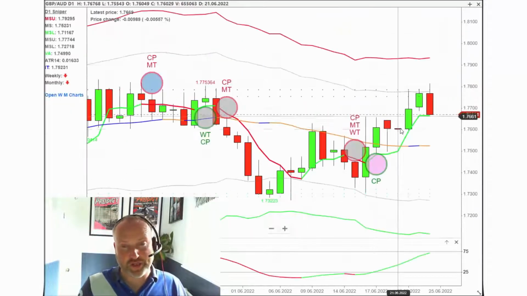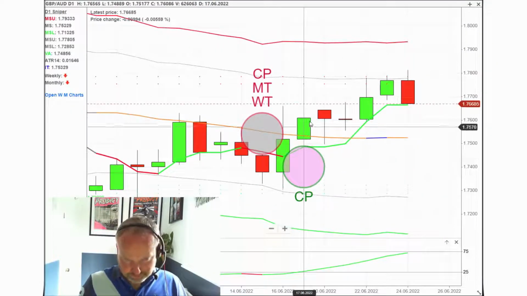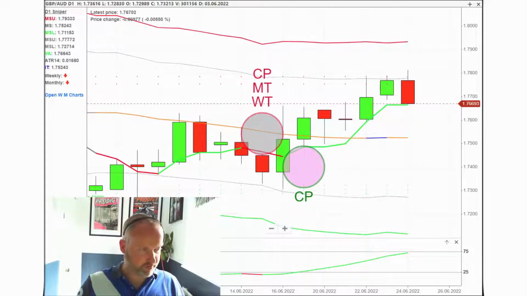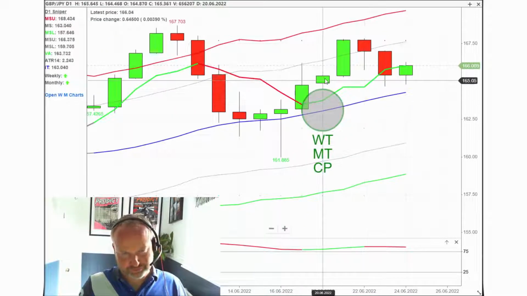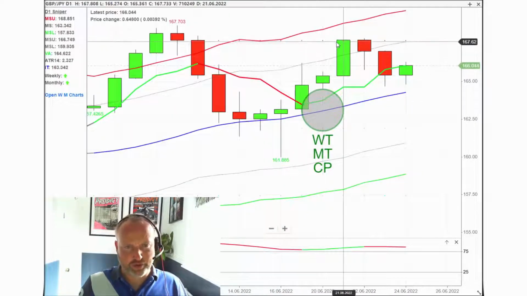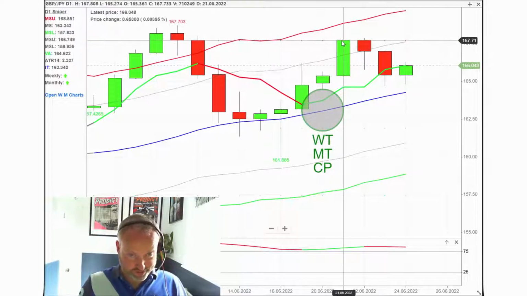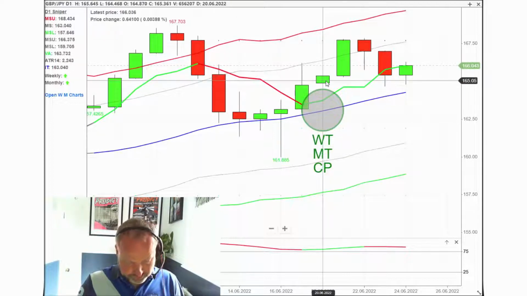Pound against the Aussie. Again, the starter limit giving us a buy from the 17th of June. That was a 50-point winner. Really nice trade there as well. Pound yen also, like many of the yen pairs, hitting that objective in that first day. Backing off that support level, or resistance level, I should say, for a nice 50-point winner there.